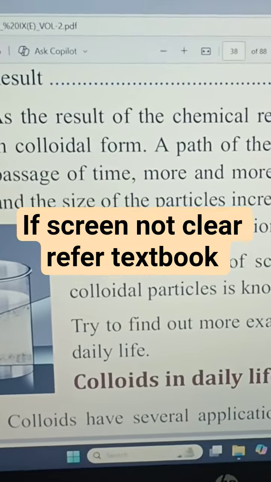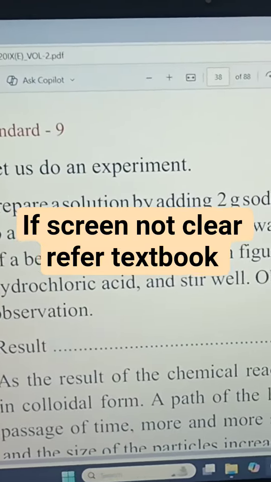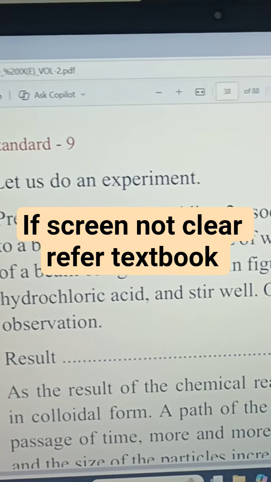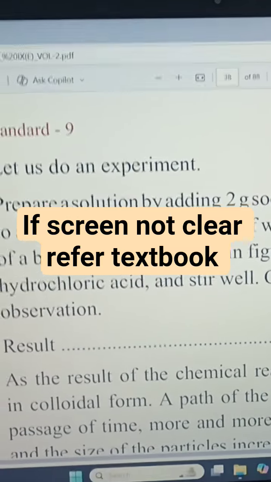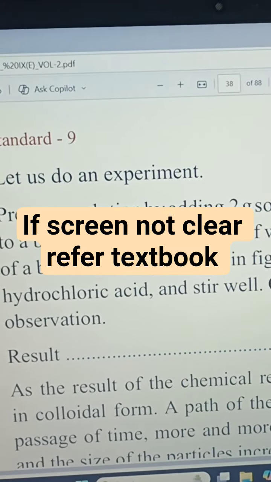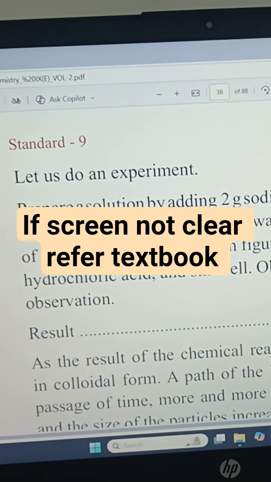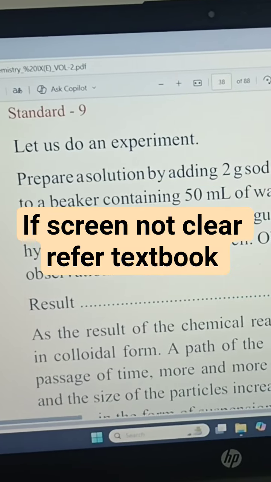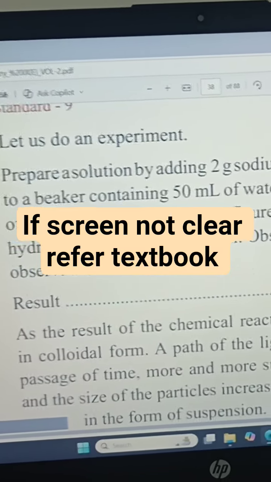We are going to do an experiment to explain the Tyndall effect and the properties of the colloid. So let's do the experiment. We are preparing a solution with 2 gram of sodium thiosulfate, that is Na2S2O3·5H2O, in a beaker that contains 50 milliliters of water, and place the beaker in the path of a beam.